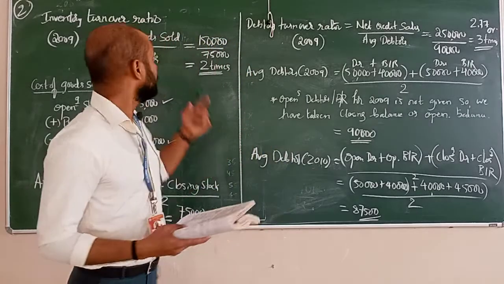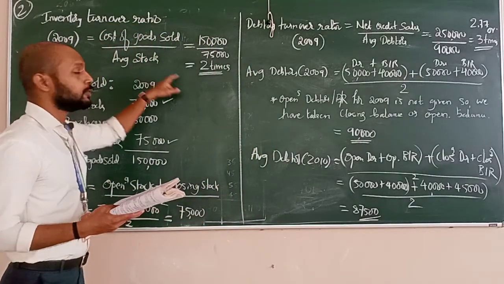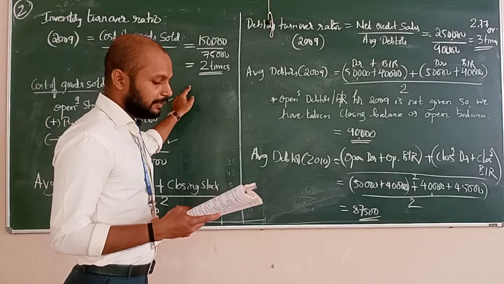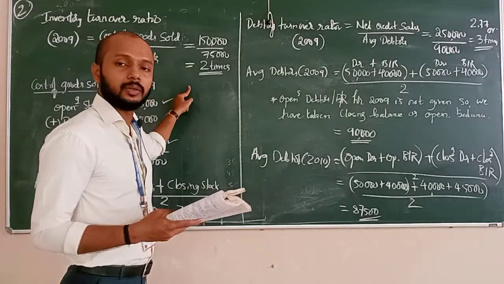So I have started from the inventory turnover ratio, which is new to us, right? So we should go with the inventory turnover ratio.